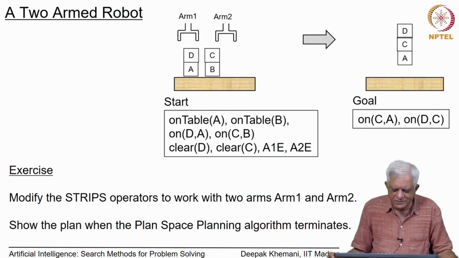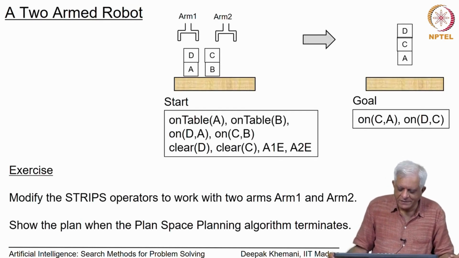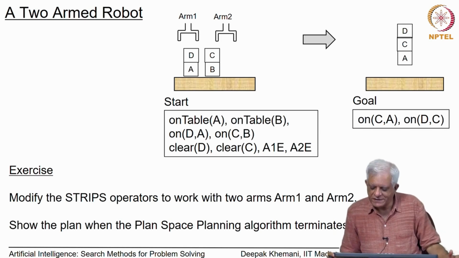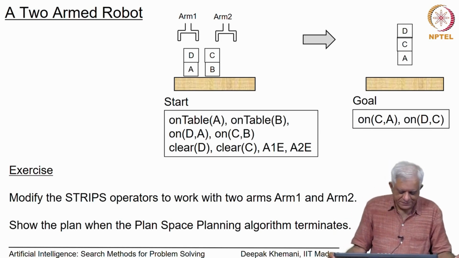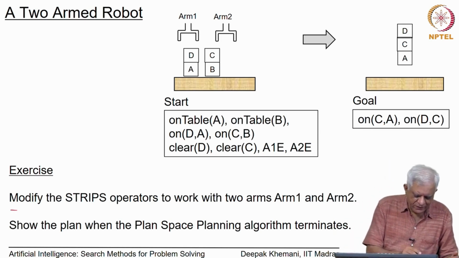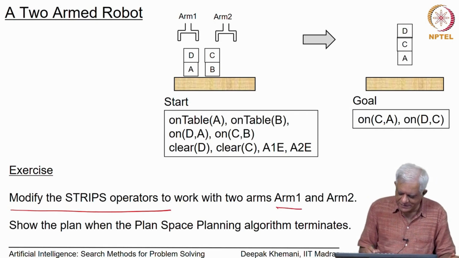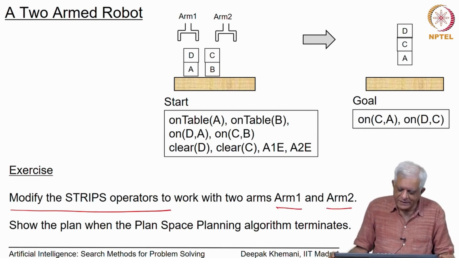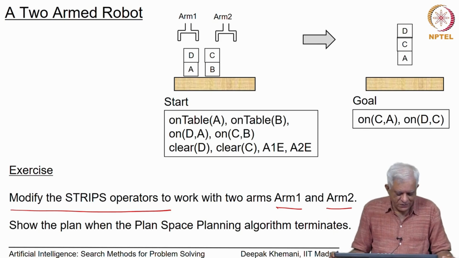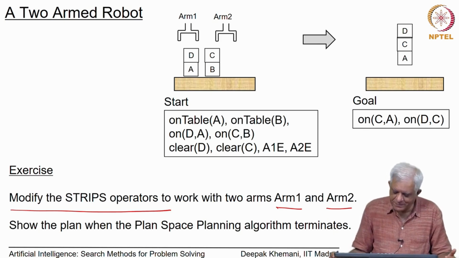So, let us take the 2 arm thing first, and here is another problem for which I will give you a solution a little bit later. This is a problem in which in the starting state there are 2 stacks, D is on A and C is on B, and you have 2 arms, arm 1 and arm 2, and the goal state is that you have to stack D onto C and C onto A essentially. So, as I said, modify the strips operators to work with arm 1 and arm 2, and also as an exercise show the plan that partial order plan space planning will produce at the end of it.